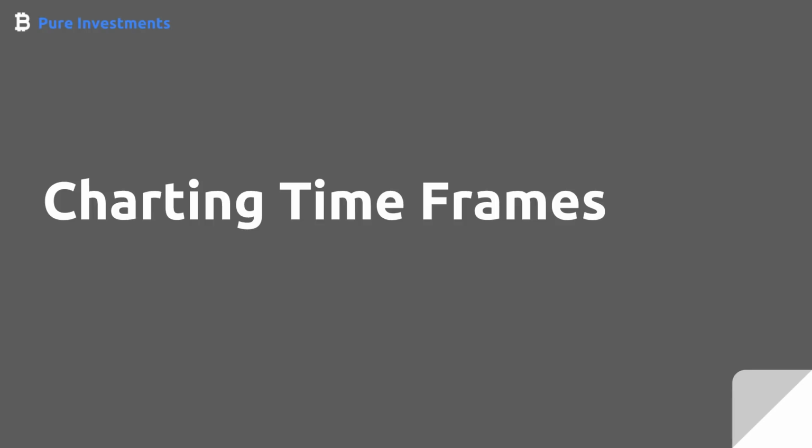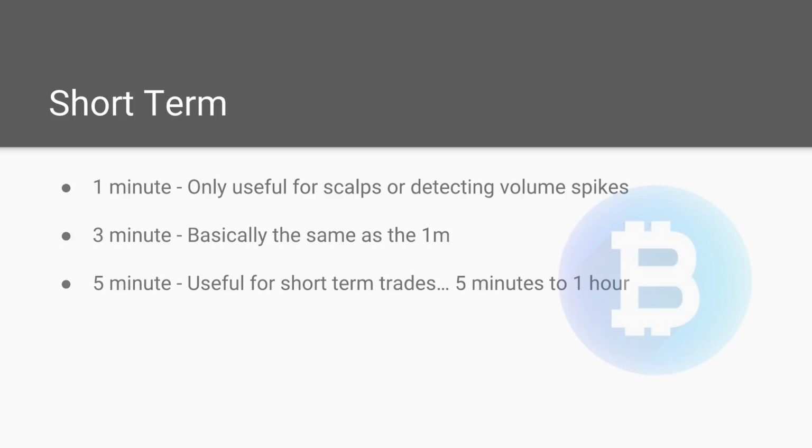Hopefully this video will showcase why you'll see analysts using different time frames based on different types of trades. So your first time frame is going to be a short-term time frame. These are going to be your 1 minute, your 3 minute, and your 5 minute time frames, and they're all basically similar in their usage. Your 1 and your 3 minutes are really just useful for scalping and detecting volume spikes.